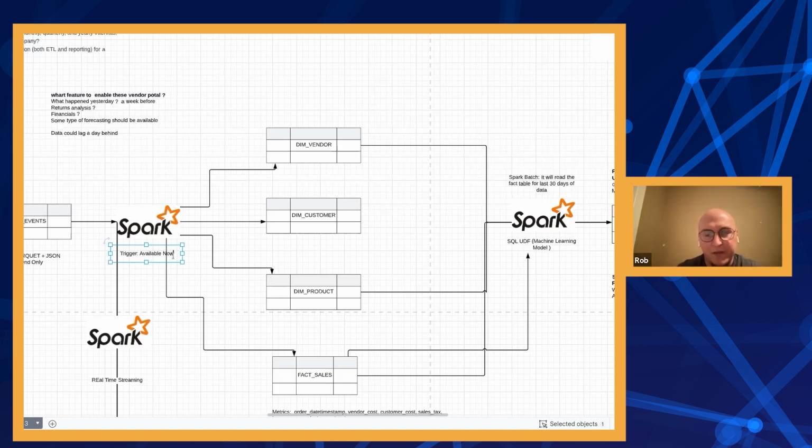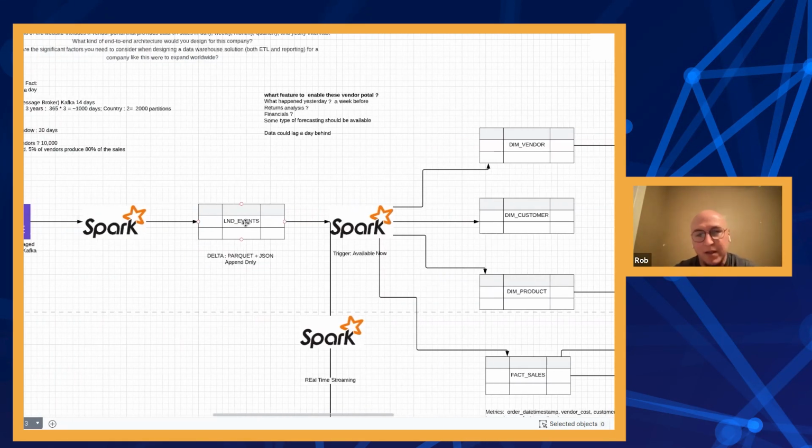Okay. So it's not the job that takes things from Kafka to the LND events? Let's say everything is in LND events and it's fine. We didn't lose anything from that table, so it's all there. But we weren't able to calculate the rollups. We don't have up-to-date data, and the vendors and customers were 2 days behind.